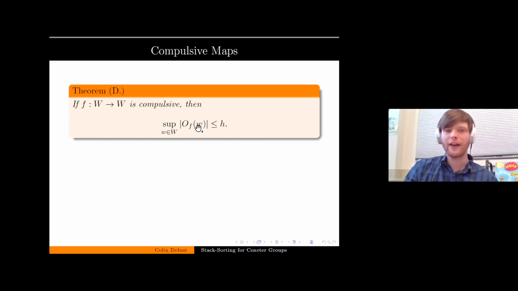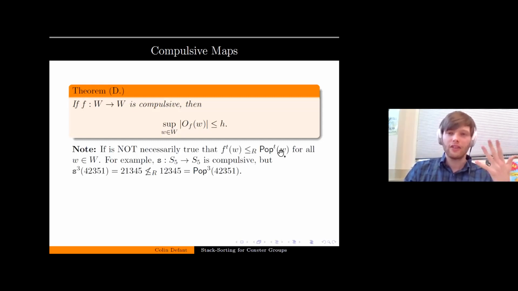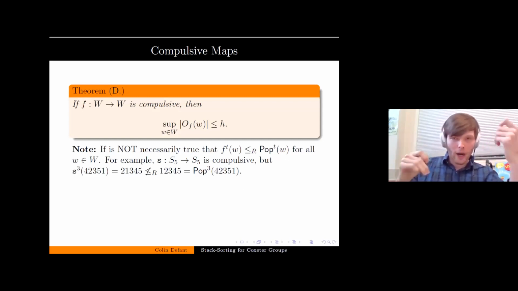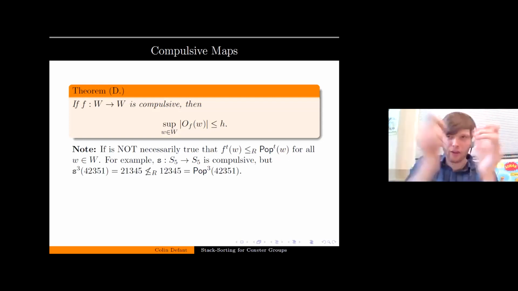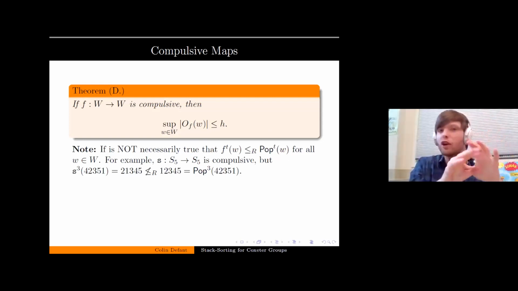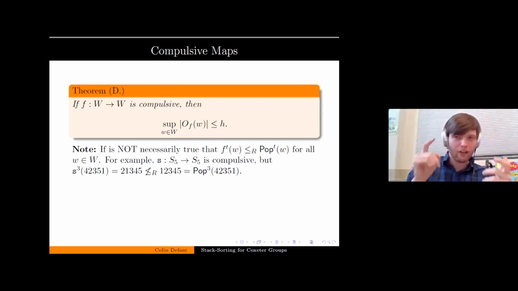But this is not actually a valid argument, because it is not the case that your compulsive map F will always stay ahead of pop in the race. What it means to be compulsive is that in the first step of the race, F will move ahead of pop, or maybe they'll be tied. So they'll either be tied or F will be ahead of pop. But it's possible that pop will actually overtake F later on in the race, and it can actually end up winning the race.